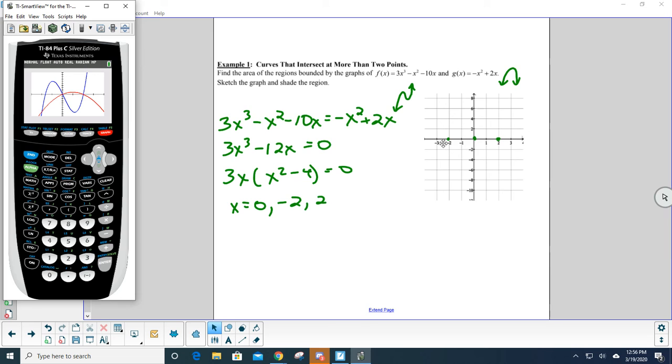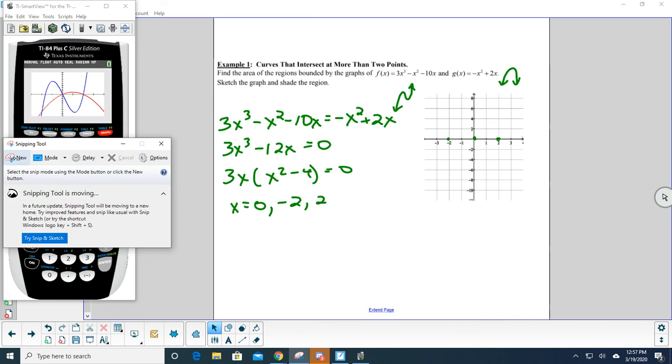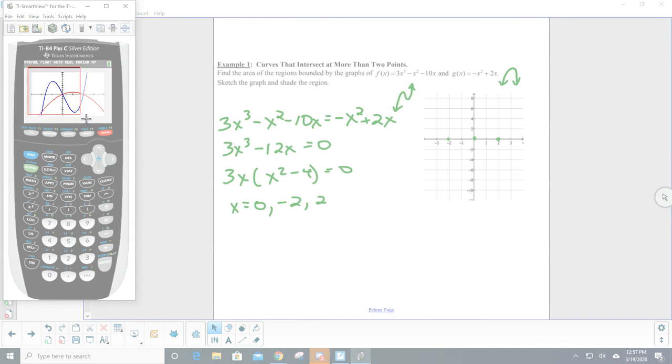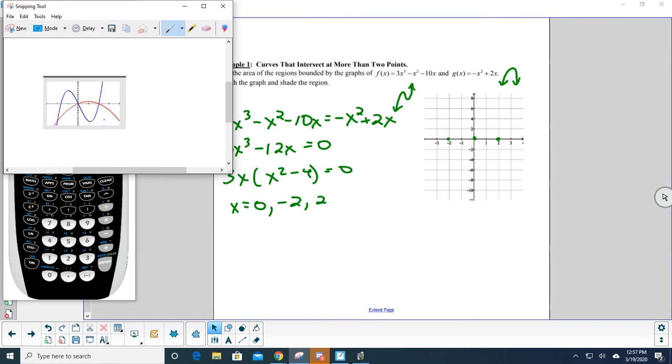Now notice I put those on the x-axis. That's not necessarily where they're going to be. I just know that somewhere on here, and somewhere on here are where they're going to intersect. So I'm going to come over here and take a picture of this so I can write on it a little bit and talk about it.